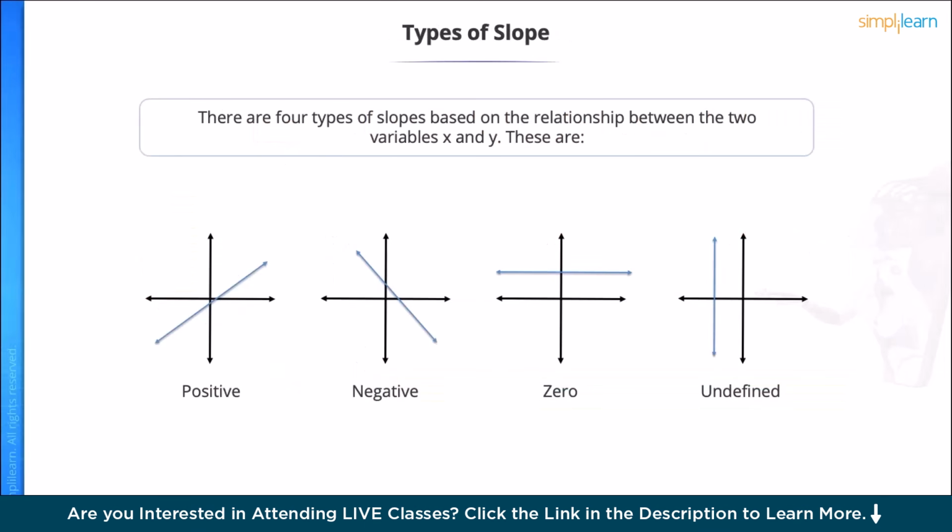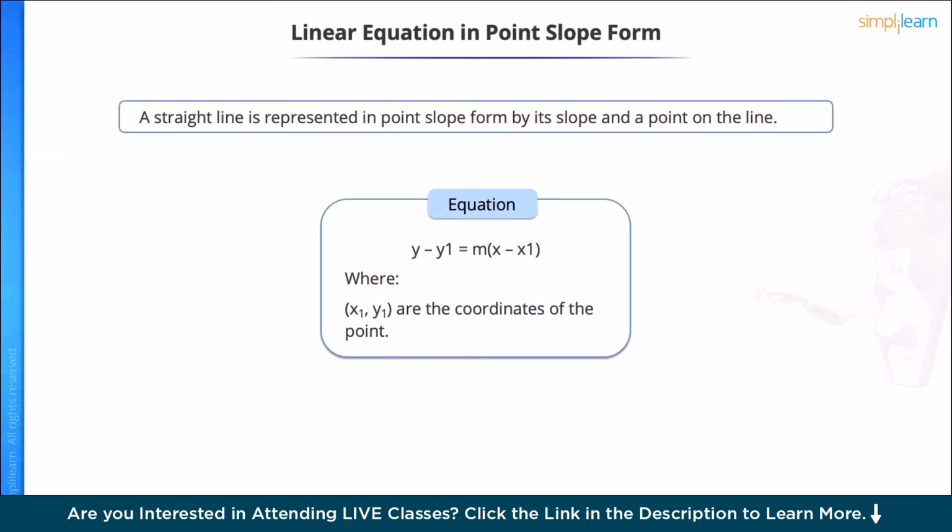Types of slope. There are four types of slopes based on the relationship between the two variables x and y. The first is the positive slope, where as x increases, y also increases. In a negative slope, as x increases, y decreases. If a line is parallel to the x-axis, it is a zero slope. On the other hand, if the line is parallel to the y-axis, then the slope is undefined.